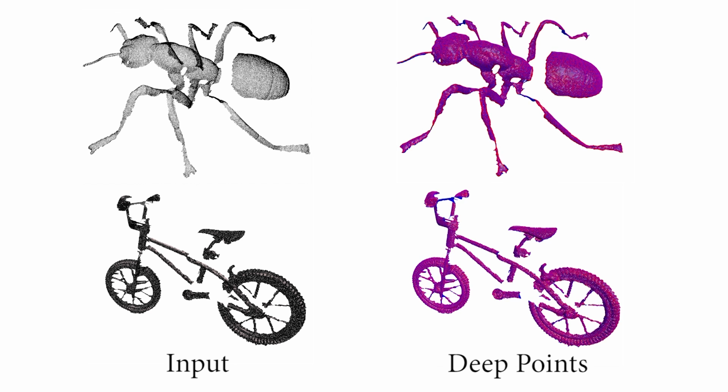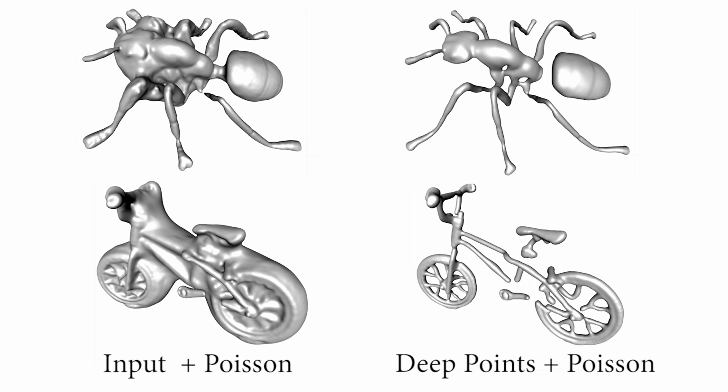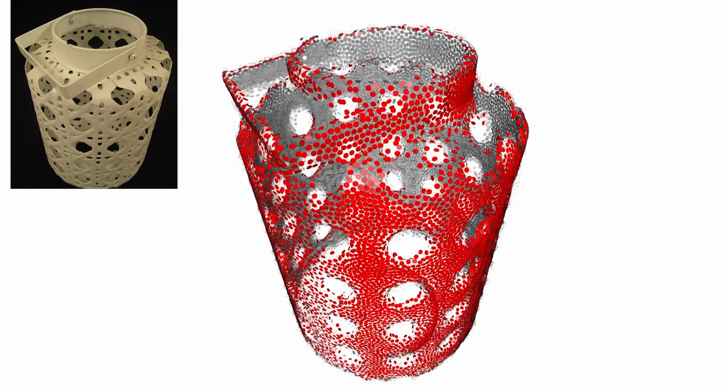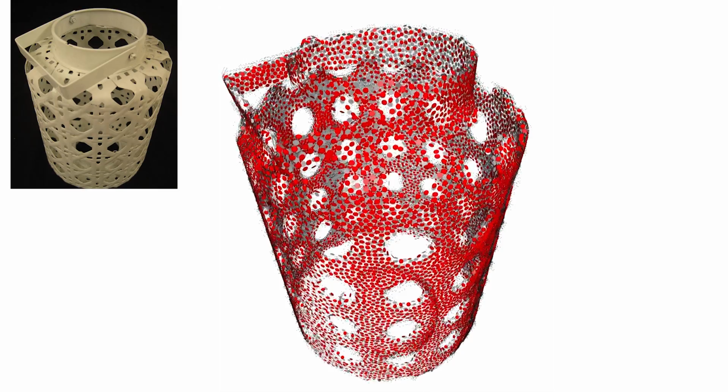D points outperform the basis surface reconstruction approach in terms of both topology preservation and robustness to noise and outliers. Using the consolidated D points, the thin and adjacent structures are better preserved.